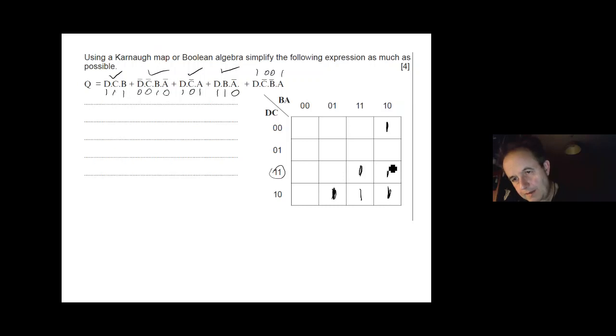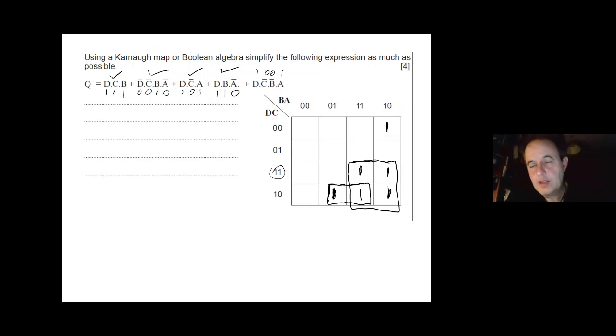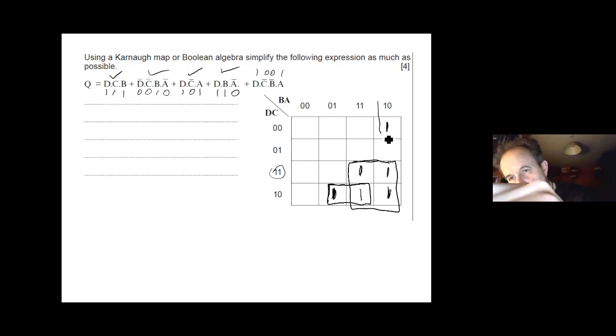Right, groupings. There's a group of four. Then there's a group of two for that one. Now that one on the top, you might be tempted to think, oh, it's on its own. But it's not; what you can do is group it with the one at the bottom. Okay, so it's a round the back technique.